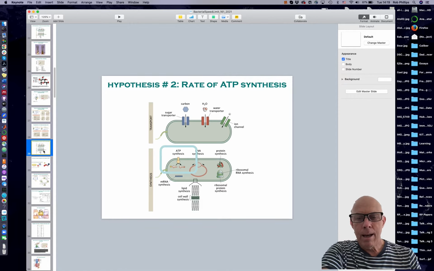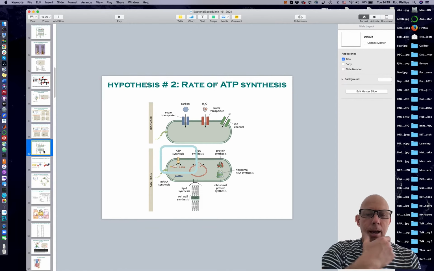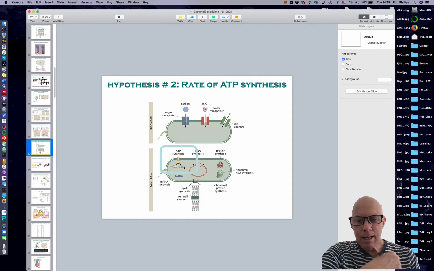synthesis. In this case, the idea is that it takes a certain number of ATP hydrolysis events in order to carry out the processes of the cell associated with cell division. And what we want to do is try to work out how many ATPs that is and what that implies about the number of ATP synthases.